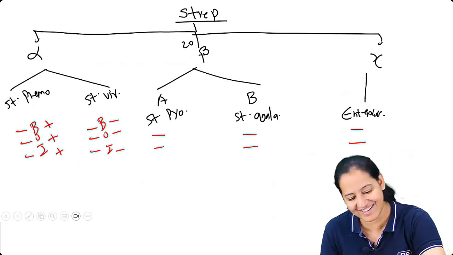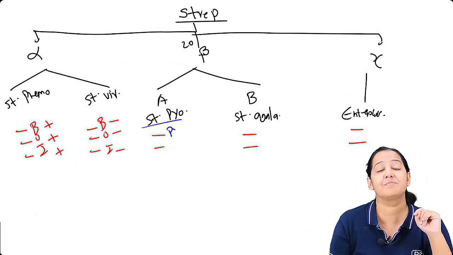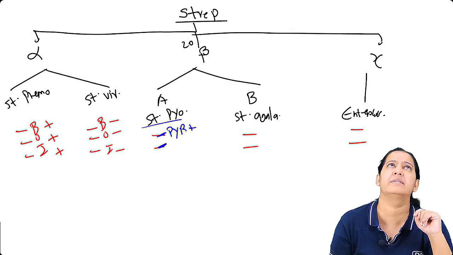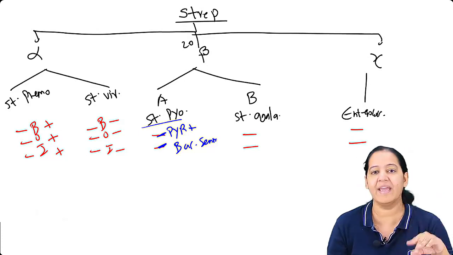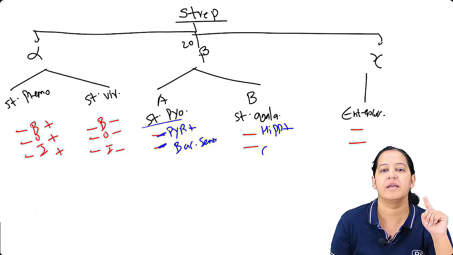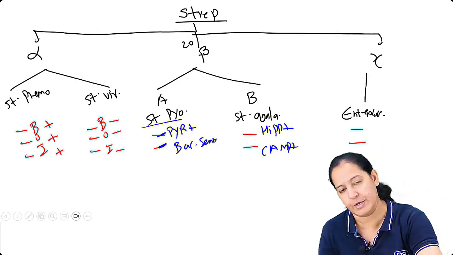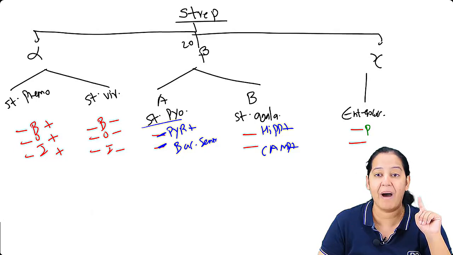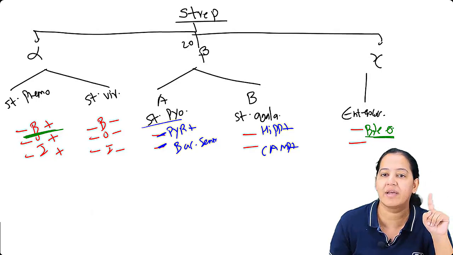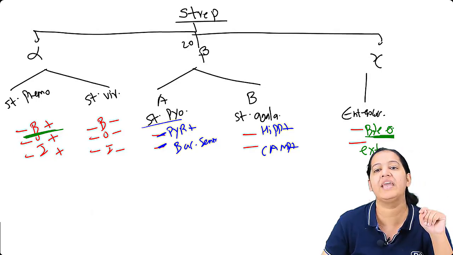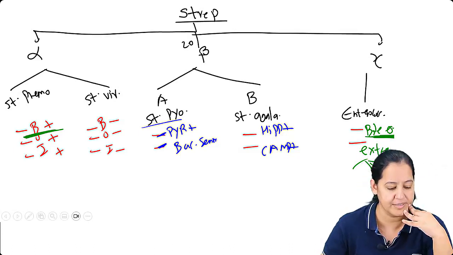Coming to Streptococcus pyogenes, I guess it is PYR positive and bacitracin sensitive. Am I right? The question will come on this. Coming to agalactiae: it's hippurate positive, CAMP positive. Do you remember these things? Coming to the last, Enterococcus: it is bile esculin test positive. This was bile solubility, this is bile esculin. And it can grow in extremes, you know the various extremes: pH, NaCl, temperature, salt.